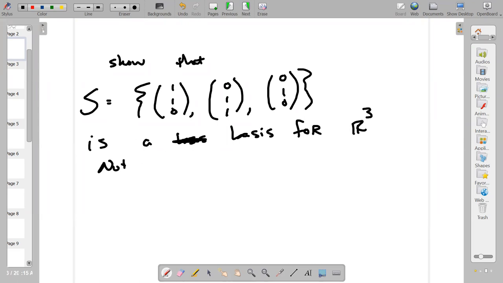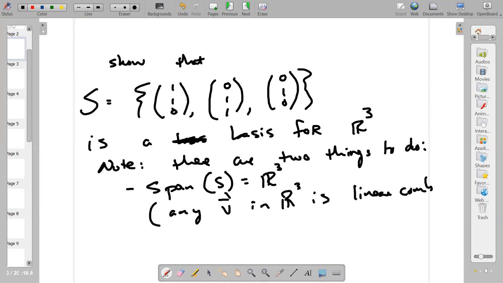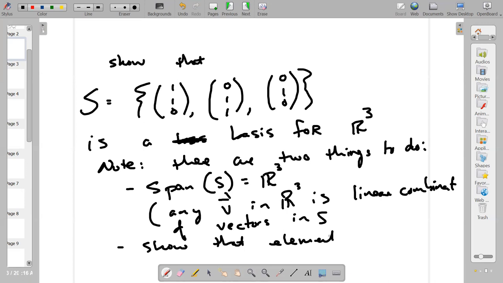Note that this will involve two things to do. Show that the span of S, the collection of all linear combinations of those vectors, is equal to R3. What you mean by equal here is that any V in R3 is a linear combination of vectors in S. And show that the elements of S are linearly independent.